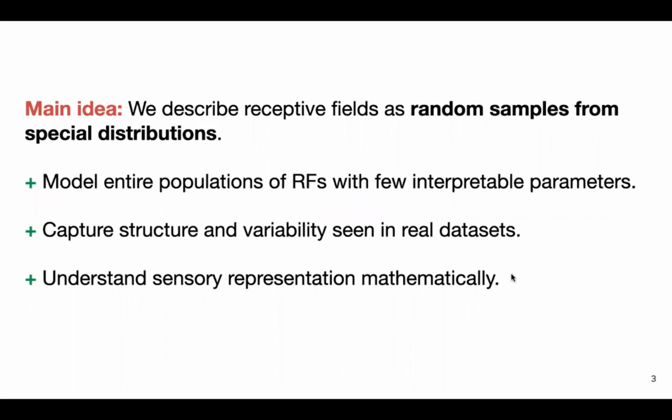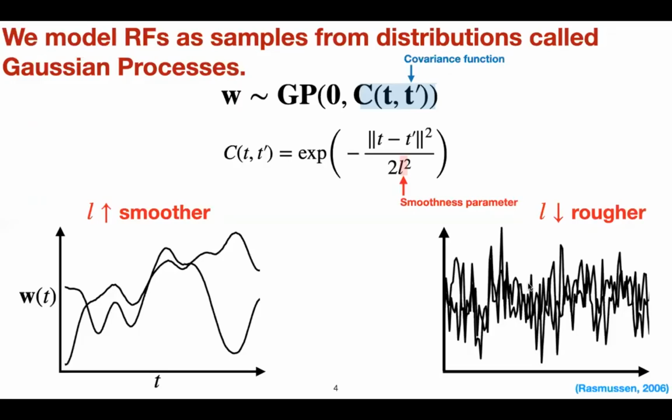So in this work, we propose to describe receptive fields as random samples from special distributions. And this is going to allow us to model entire populations of receptive fields with few interpretable parameters. We can capture both structure and variability seen in real data sets. And moreover, it's going to allow us to understand sensory representation mathematically.